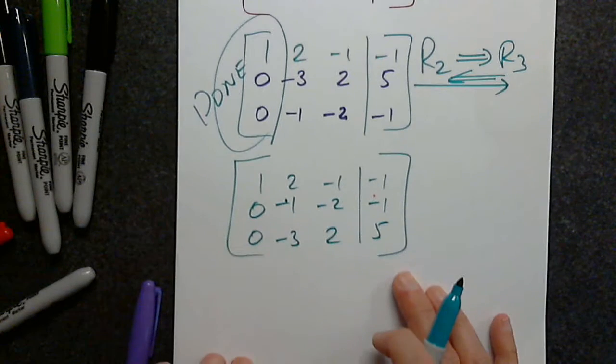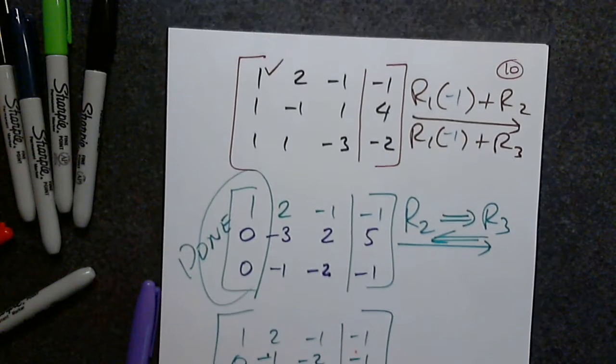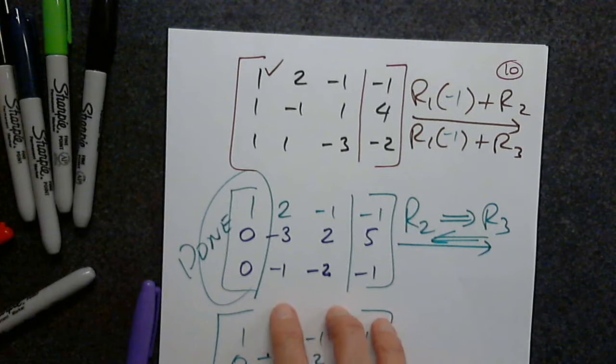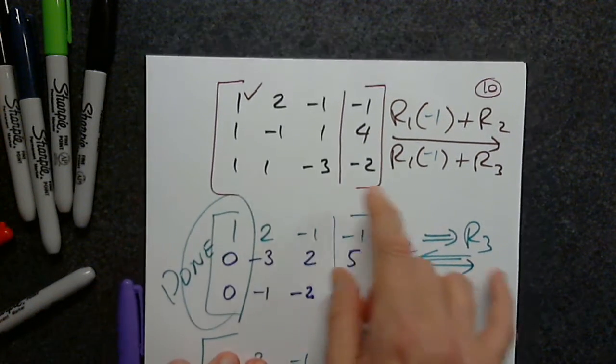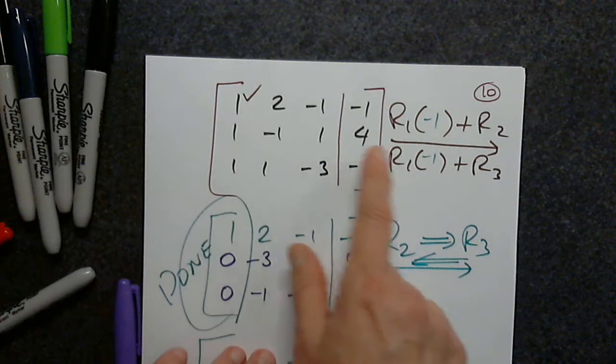2, and 5. How is that negative 1? I'm going back, I'm doing my math. Let's do it again.